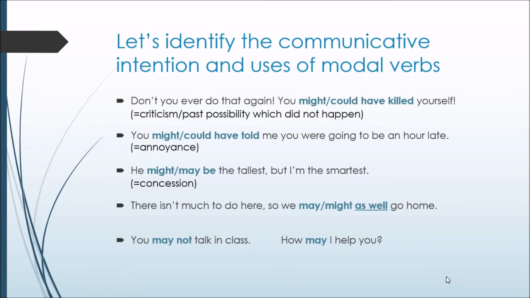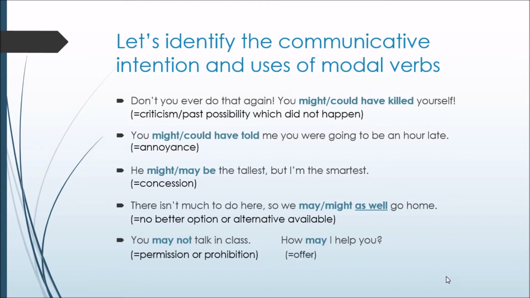There isn't much to do here, so we might as well go home. Notice that we got the expression as well. May and might are the only two modal verbs that take this form, and we use it most of the times when we want to show there is no better option, more sensible thing to be done. You may not talk in class shows permission, or in this case prohibition, but it may also be used to talk about permission. You may leave. How may I help you? In this case, I'm just offering.